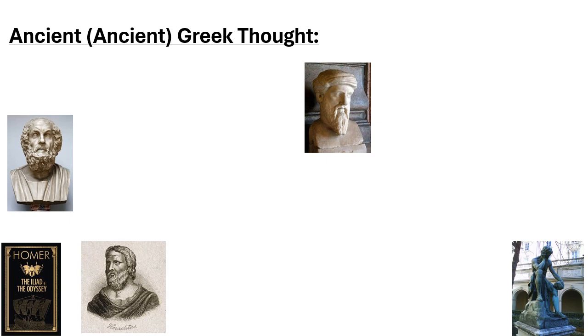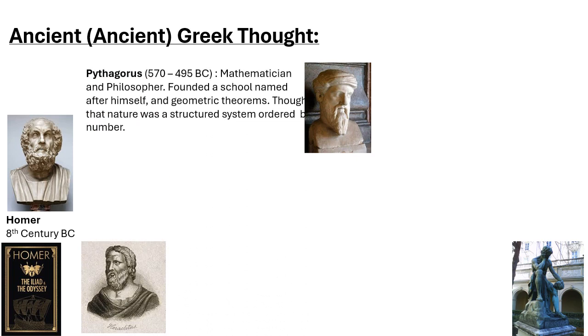So before we get on to the two key figures in ancient Greek influences, Plato and Aristotle, we need to look at some other ancient Greek thinkers, otherwise known as pre-Socratic thinkers. So we have Homer, who goes back to the 8th century. He's very famous for writing the Iliad and the Odyssey. We have Pythagoras, a mathematician, philosopher. I'm sure you've heard of him in maths. Thought that nature was constructed of atoms.